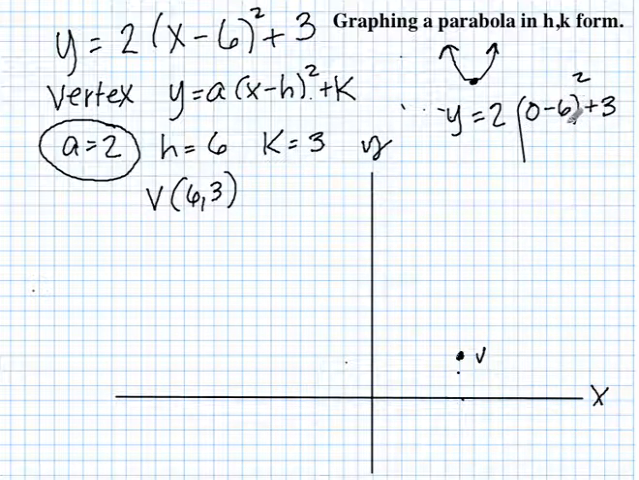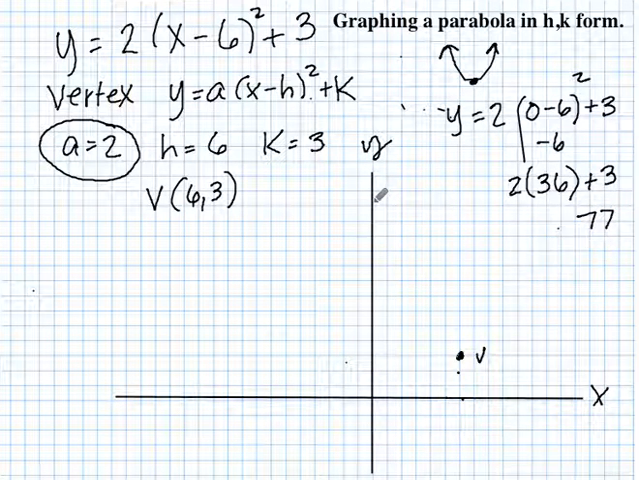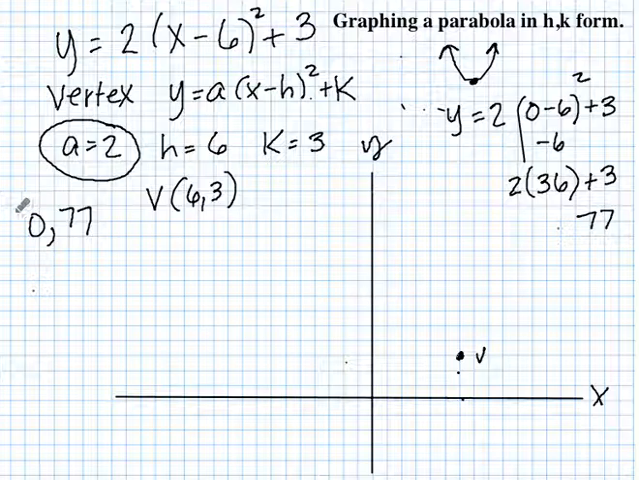Well, 0 minus 6 is negative 6. Negative 6 squared is 36. 36 times 2, remembering your order of operations, would be 72. 72 plus 3 would be 75. That is way off my graph. So instead of using the y-intercept, although the y-intercept is a key feature, it is not something that I am going to graph on this grid.